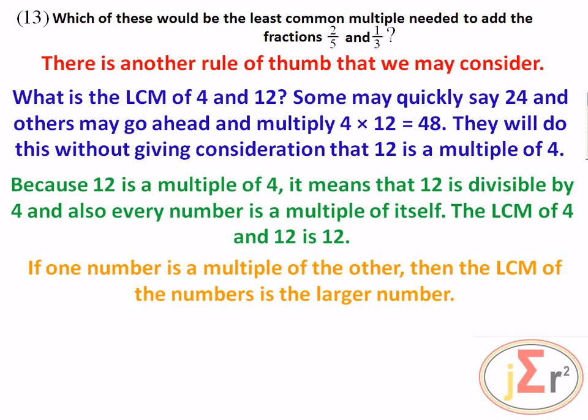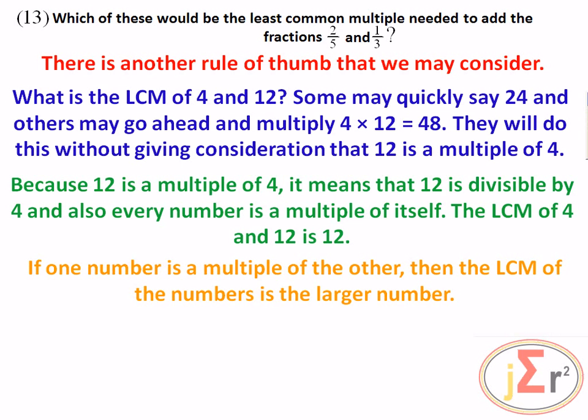So here we go, Jerry. Say 18 and 6. What is the LCM of 18 and 6? Right, because 6 can go into 18 without a remainder. It means that 18 is a multiple of 6. And 18 is a multiple of itself.